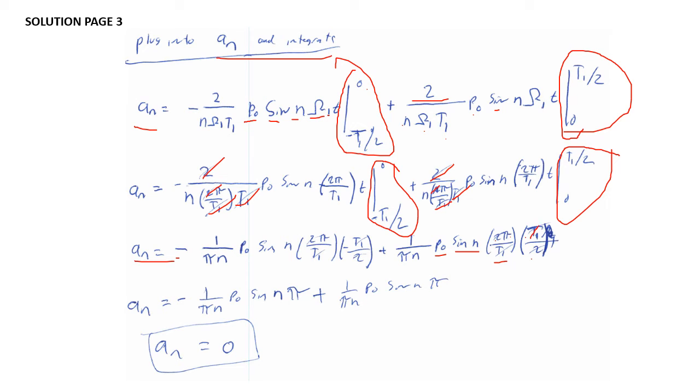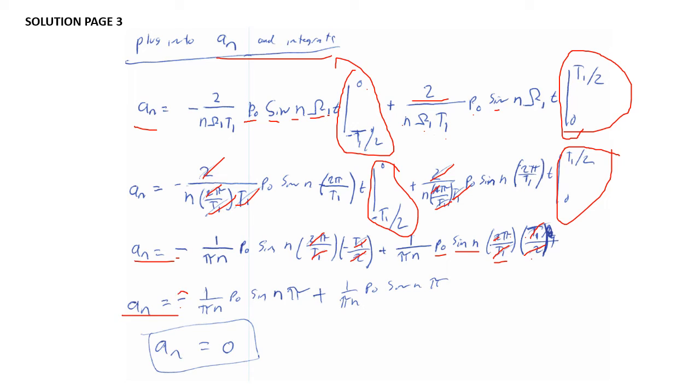times our p naught times the sine of n times 2 pi over T1 times T1 over 2 there. So we start going through. T1 cancels with T1, 2 cancels with our 2 there. Again here, T1, T1, 2, and 2 all cancel out. So now we can reduce and simplify even further. So our a sub n is equal to negative 1 over pi n times our p naught times the sine n pi, plus 1 over pi n times p naught times the sine n pi there.